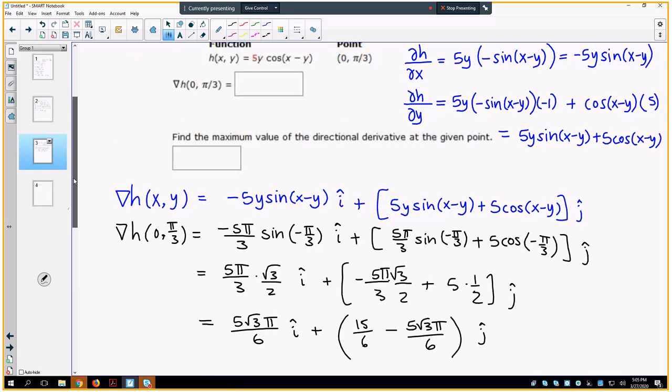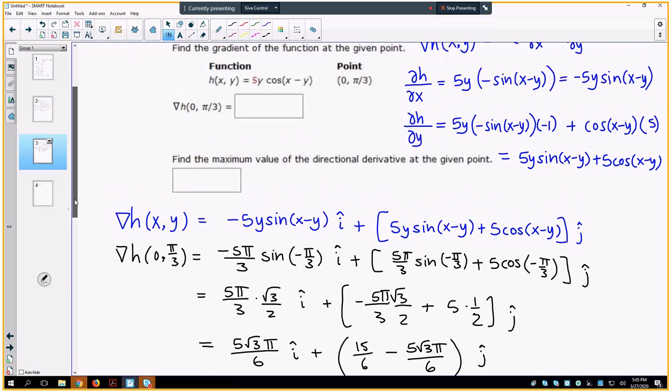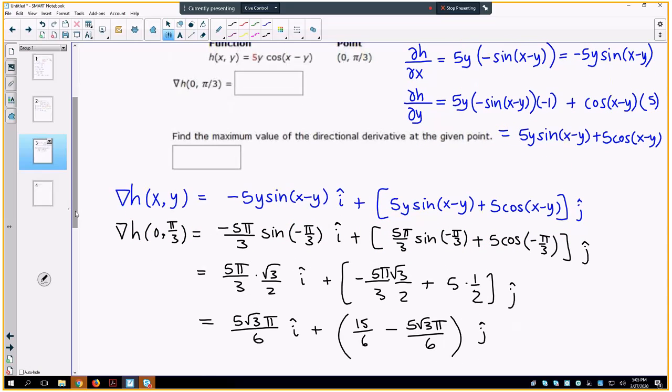So that answers part of my question, which is the gradient of the function at this point is given by the vector 5 square root of 3 pi over 6 and 15 minus 5 square root of 3 pi over 6. So that's my vector notation.